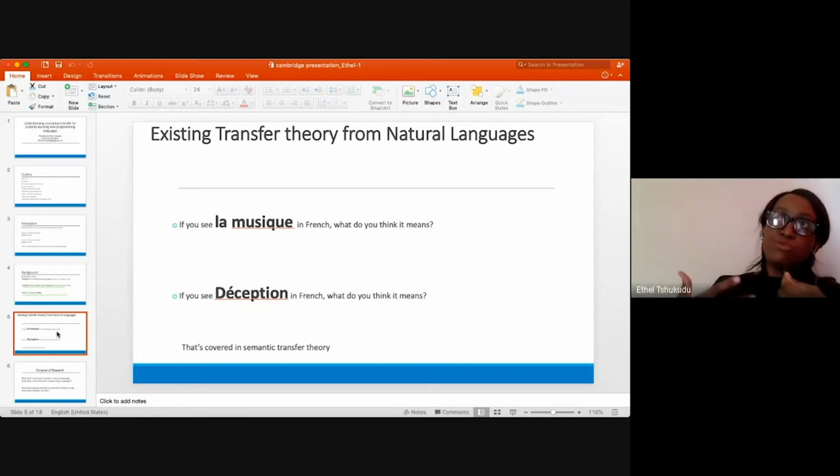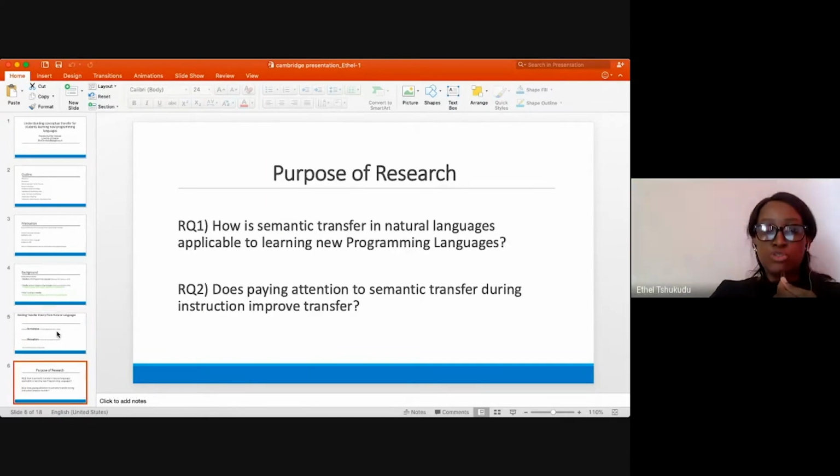So even in natural languages, when people learn, apparently these cross-linguistic similarities. When people learn new natural languages, sometimes they use their existing knowledge of a language to try to understand the new language they're learning. So what I did was to try to explore the semantic transfer theory from natural languages, to explore how that is relevant to programming languages and understanding, and how paying attention to semantic transfer can help in instruction.